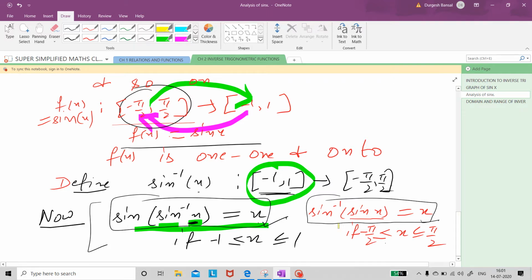Now let us come upon this one. Now you see here, sine inverse of sine x is x. Here the sine function is acting upon x. So x should be in the domain of the sine function. What is the domain of the sine function? Minus pi by 2 to pi by 2. This is the domain of the sine function, and therefore x should be between minus pi by 2 to pi by 2 for this rule to become true.